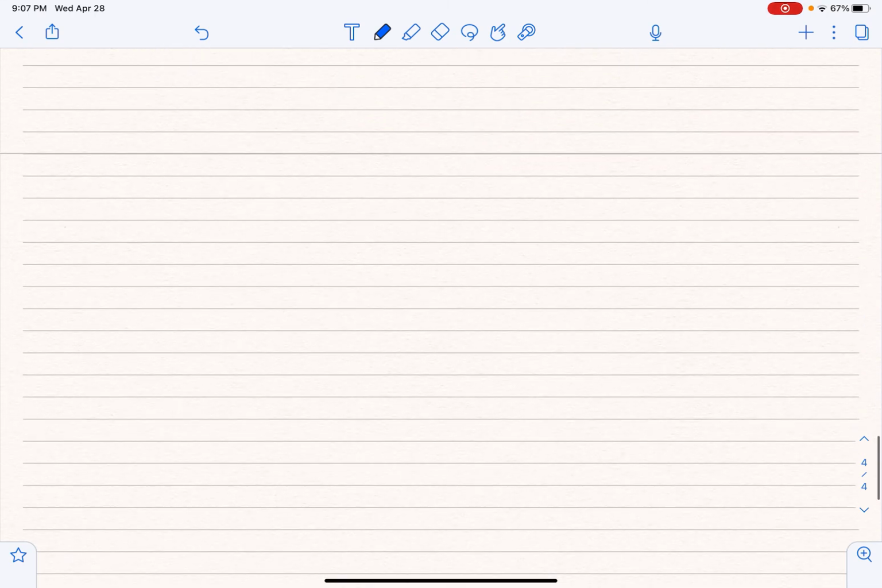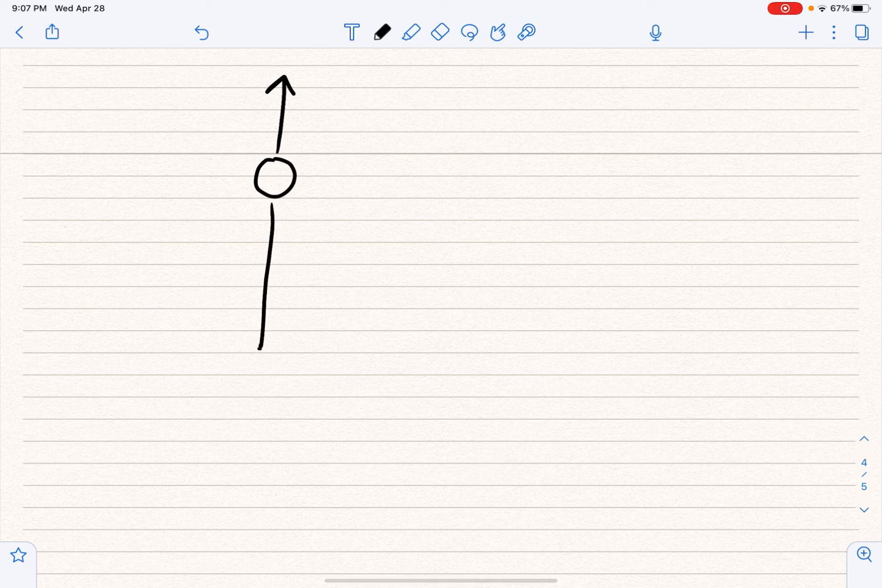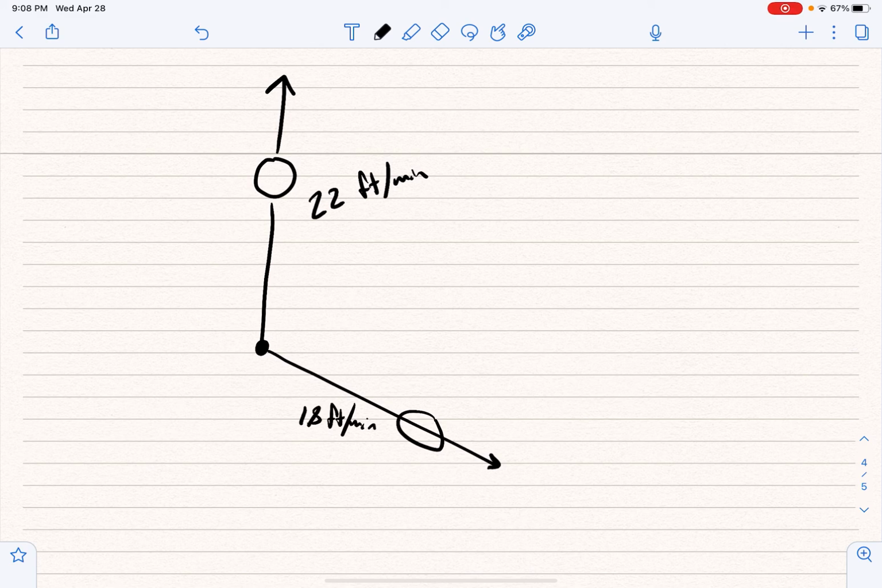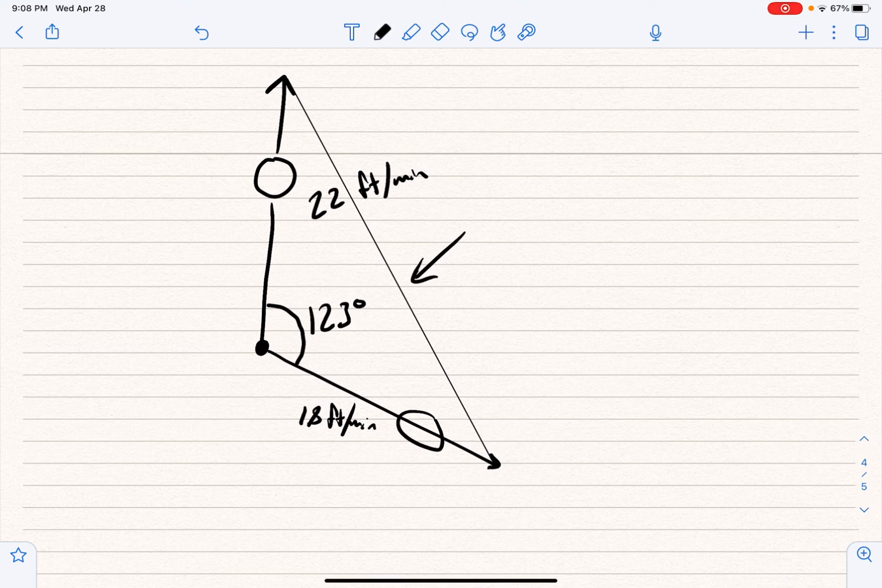Okay, I'll give you a bird's eye view real quick. So we've got one turtle, see its shell, is going that way, and it came from maybe right here. And this turtle is moving at 22 feet per minute. And the other one is going about that way. Again, there's its shell. And this one's going at 18 feet per minute. And the angle between their courses is 123 degrees. And so our goal is to find out what is the length of the distance between them after 2 minutes?